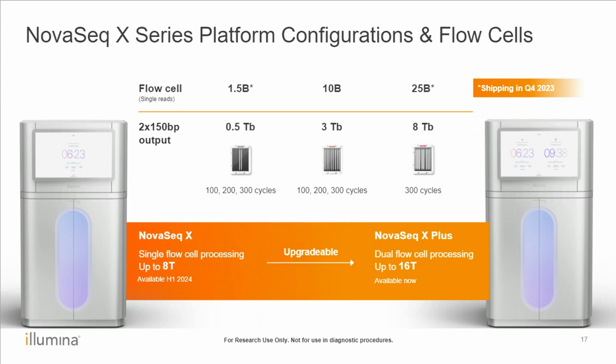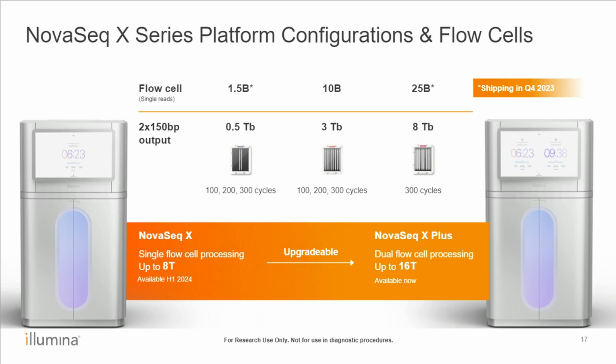The NovaSeq X portfolio includes several instrument and kit configurations to allow for flexible batch processing and a wide breadth of applications. Currently, we have the NovaSeq X Plus instrument, which is a dual-sided instrument allowing for 2 simultaneous independent runs. Coming in the first half of next year is the NovaSeq X, which can run a single flow cell. Both instruments can run all of the flow cell configurations.